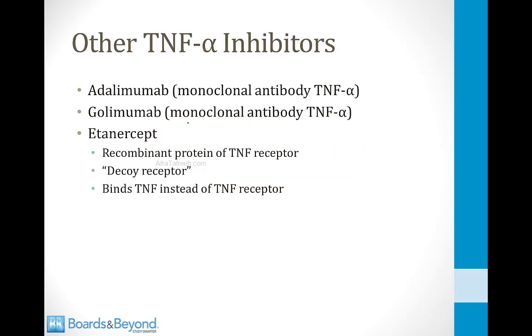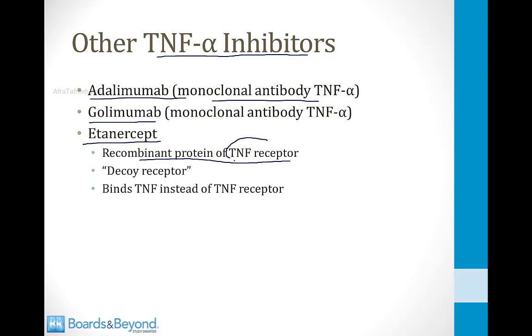Infliximab is one drug in a class of drugs called TNF-alpha inhibitors. Other drugs in this class include adalimumab and golimumab. These are both monoclonal antibodies to TNF-alpha. And then a final drug in this class, which has a unique mechanism, is etanercept. This is a recombinant protein of the TNF receptor, so it looks just like the TNF receptor, and it functions as a decoy, so it will bind to tumor necrosis factor instead of allowing tumor necrosis factor to bind to the actual receptor. When it binds to etanercept, it has no effect, and therefore it decreases the activity of TNF-alpha.